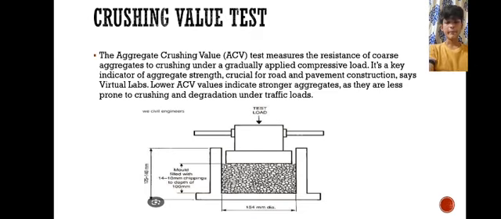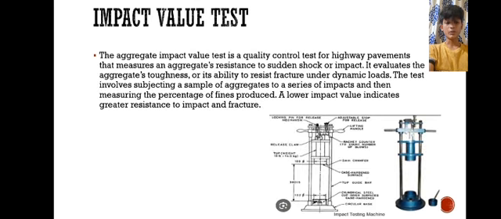Next is the impact value test. The aggregate impact value test is a quality control test for highway pavements that measures an aggregate's resistance to sudden shock or impact. It evaluates the aggregate's toughness, or its ability to resist fracture under dynamic load.